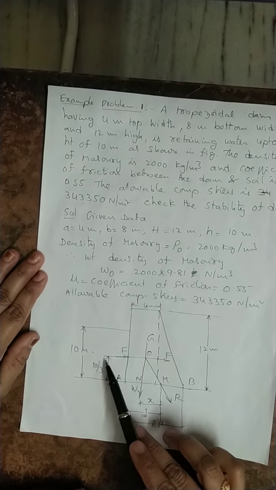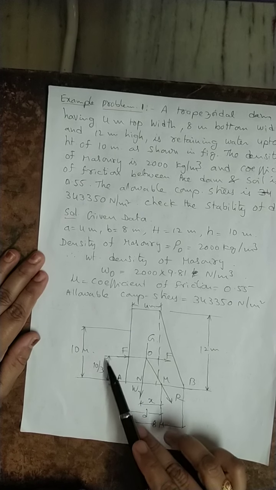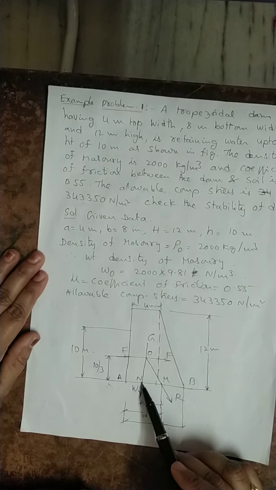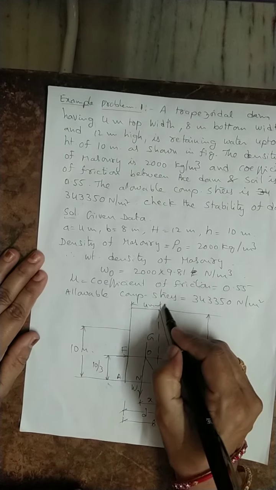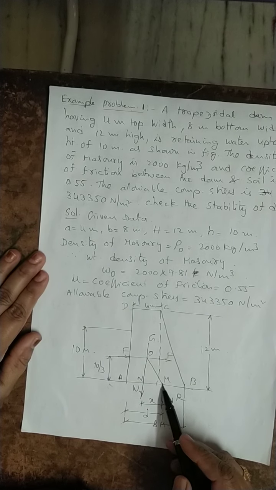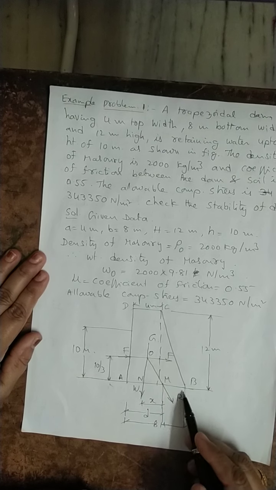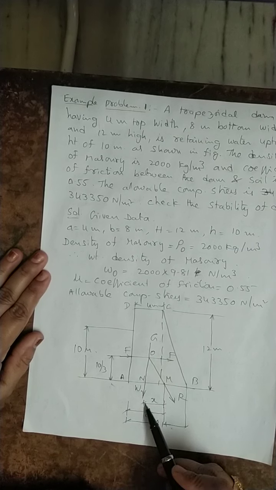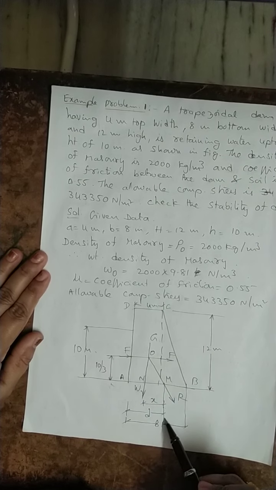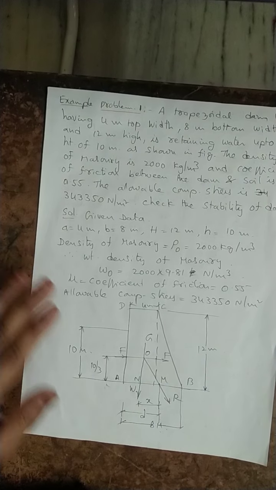Of course we know that this water force F is acting like this, at 1/3 of the height of the water. The points are marked N, A, B, C and D. The point where the resultant cuts the base is taken as M. The distance from N to M is X, and from A to M is D, and the base is 8 meters.